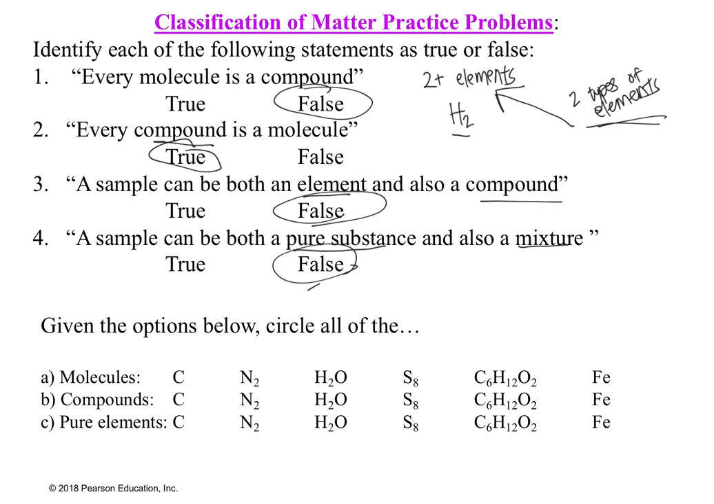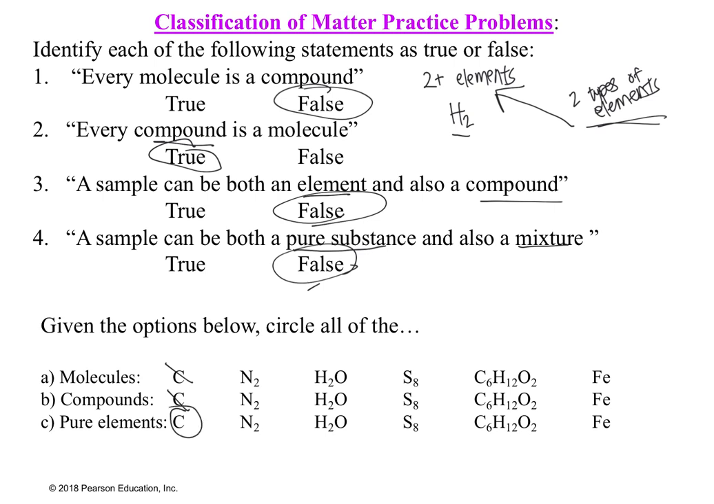So if we look at the options here, circling whether these species are molecules, compounds, or pure elements, let's just look at carbon as a whole. Carbon is just one carbon atom, so therefore it's not a molecule or a compound, but it is a pure element. It's on its own.